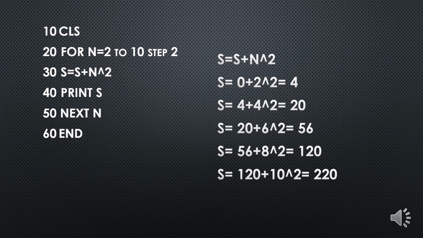And 56 plus 8 power 2 will be equal to 120, and 120 will be stored in s. Then in the next step 120 plus 10 power 2 will be equal to 220. So 10 was our last number, so at the next step the value will be 12, and that is out of range, so the for loop will end at line number 60.